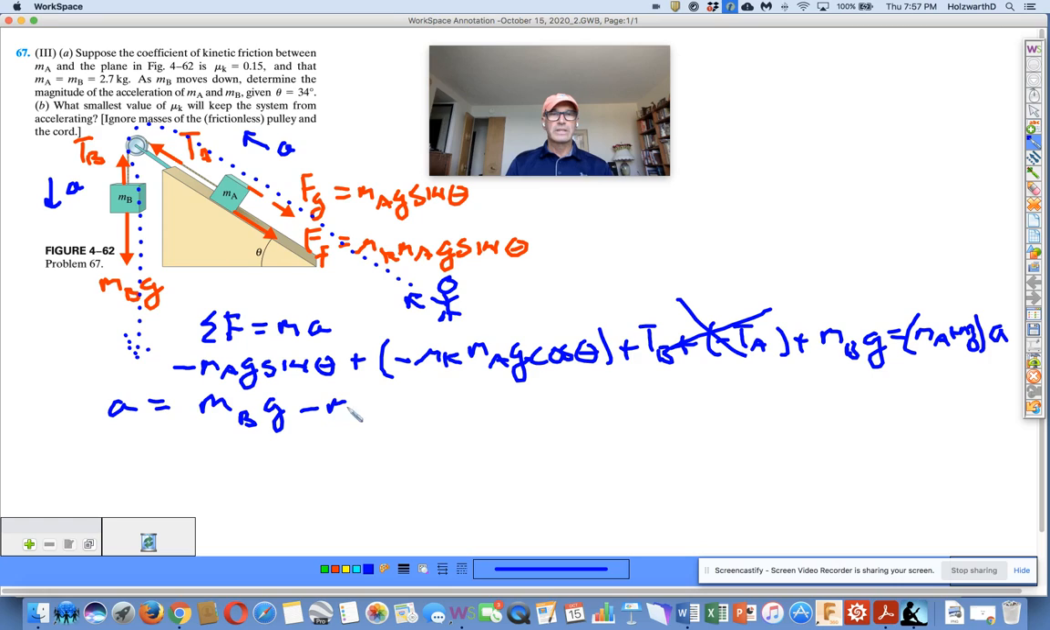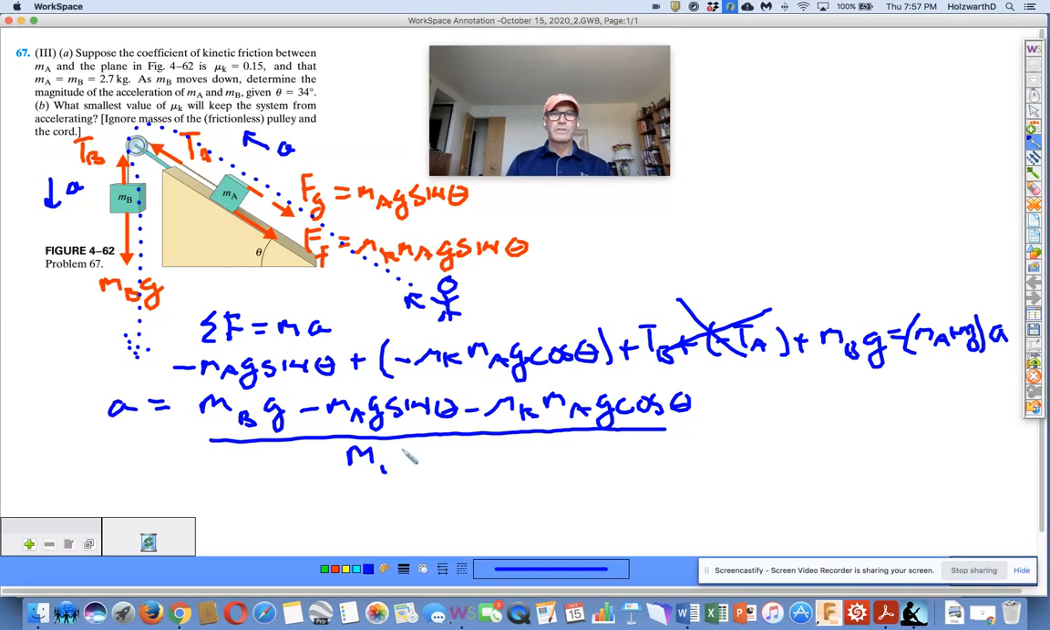So we have m sub B g minus m sub A g sine theta minus mu sub k m sub A g cosine theta. We're going to divide all that over the mass of the system. So there's your symbolic expression for the acceleration of the system. Okay? I'm going to let you plug in the numbers, and you have the solution also loaded to Canvas, so you can check the answer off that. Now, that answers part A.